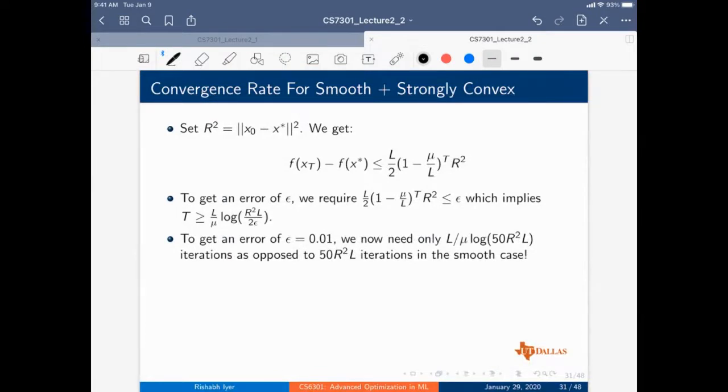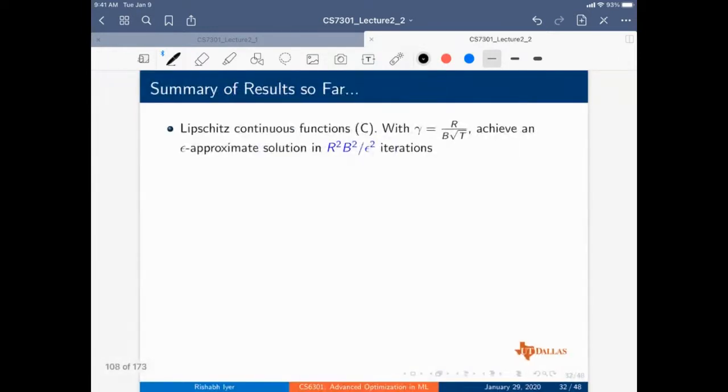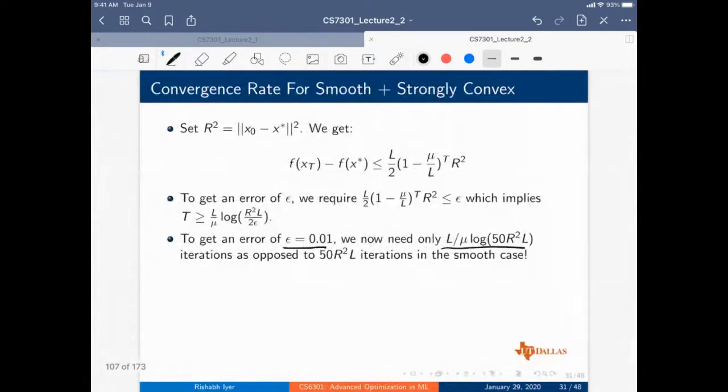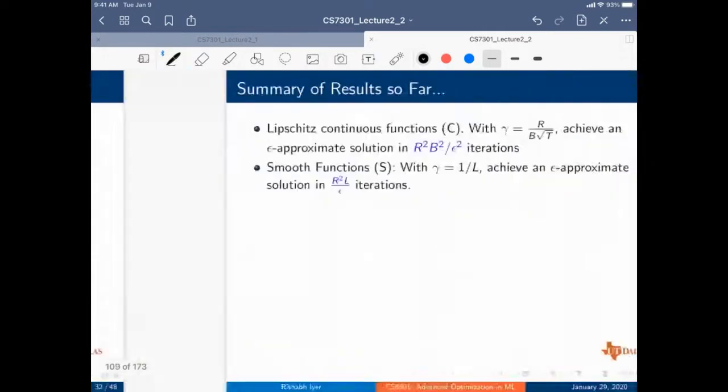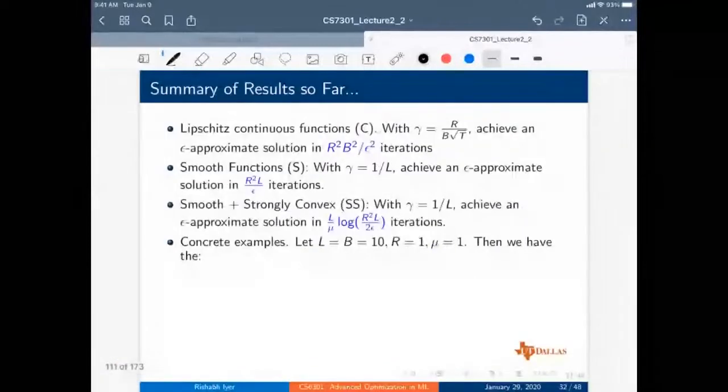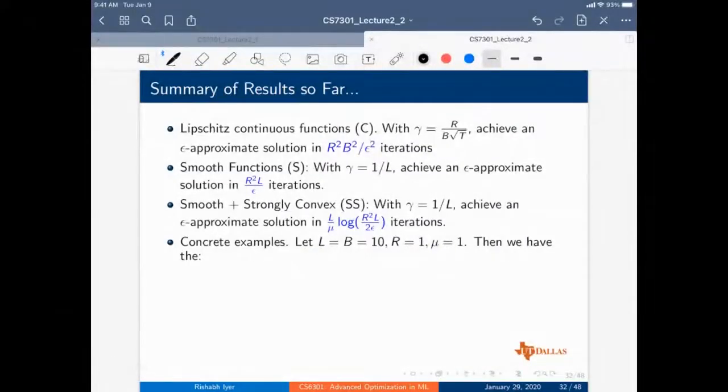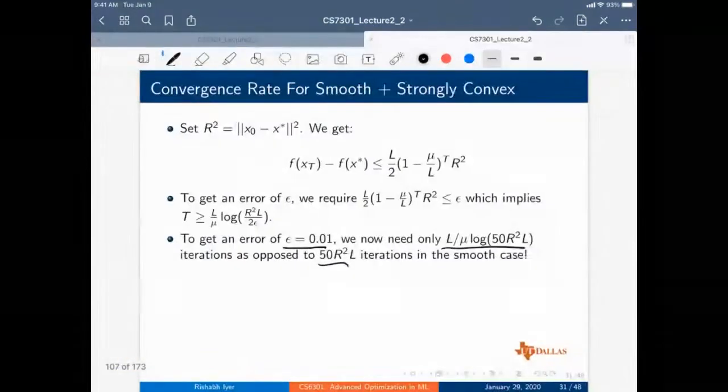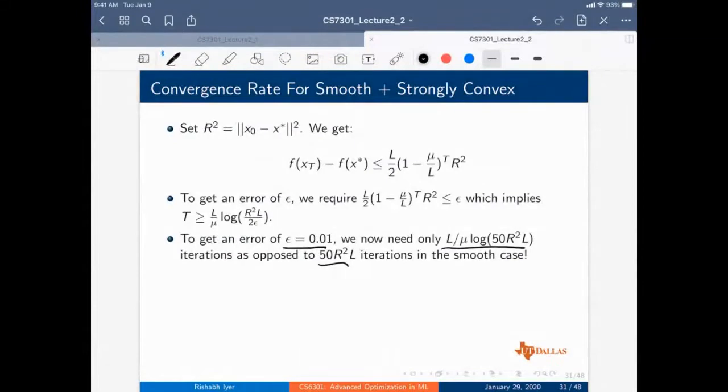But now to get an error of 0.01, we only require L over mu log, about 50 iterations. Yes, Nathan. So I just want to understand more clearly why we only have to look at the final iteration. Is it because that necessarily also would be our x hat, since for smooth cases it always reduces the objective at each iteration? Exactly. So here, x hat.